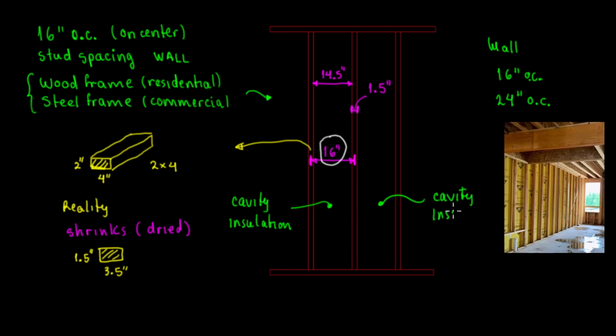Usually this becomes, for example, R13, R15, and the higher it goes, we're going to need more stud spacing. For example, for 16 OC, we're going to have R13, R15, and possibly when we have R21 or R19, preferably we're going to have 2x6, and the stud spacing will be 24 OC.